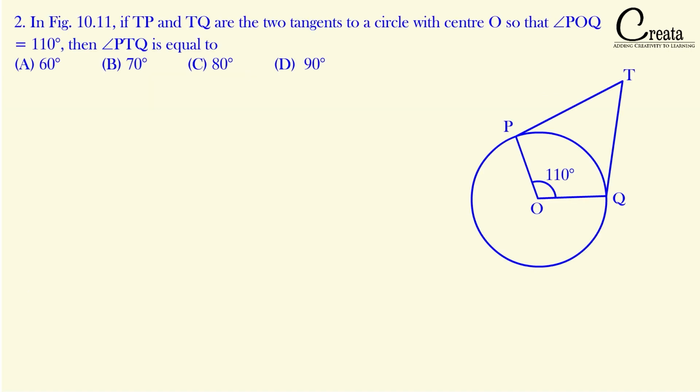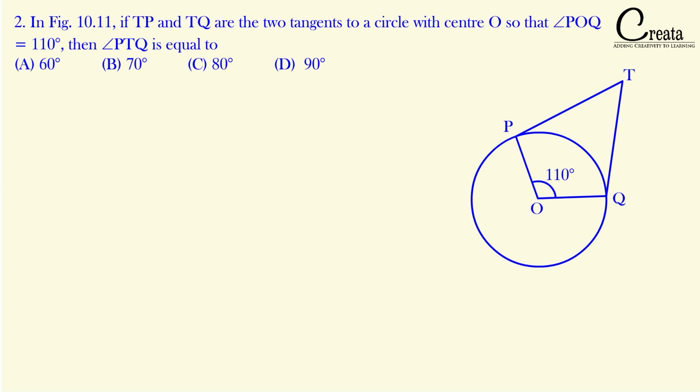Let's move to question number 2. In figure 10.11, if TP and TQ are the two tangents to a circle with center O, so that angle POQ is equal to 110°, then angle PTQ is equal to. So this is the question. One figure is also given. Firstly, let's observe the given figure.